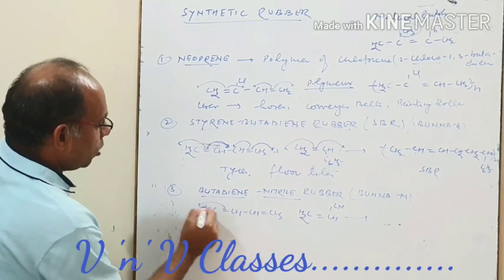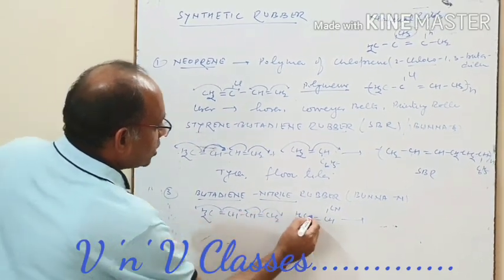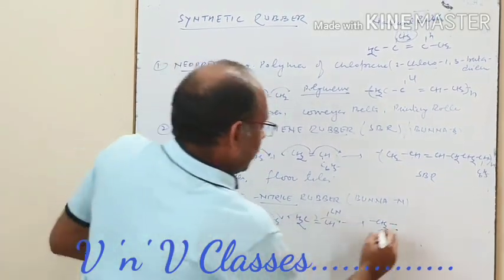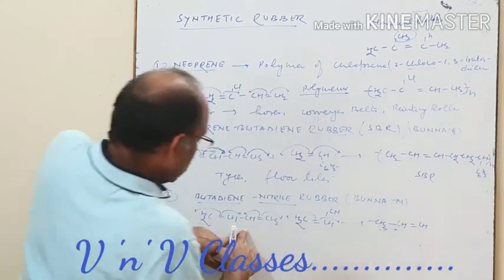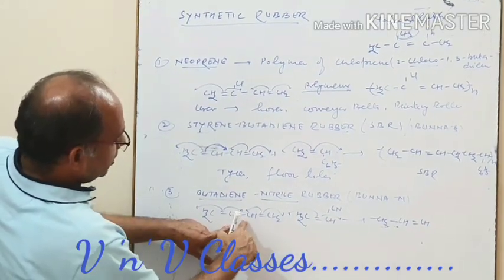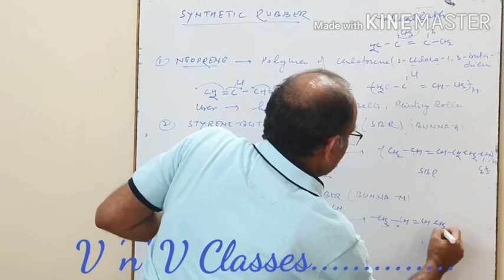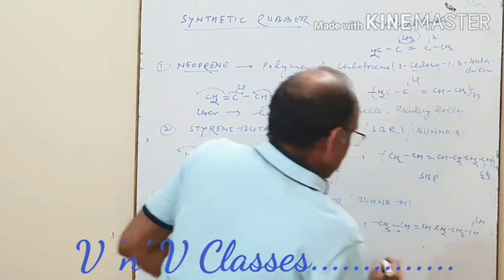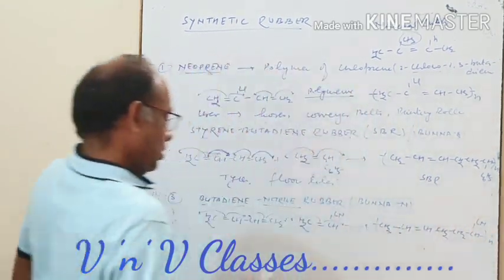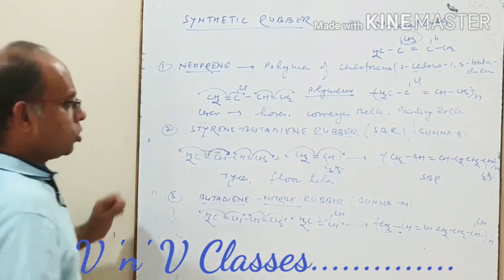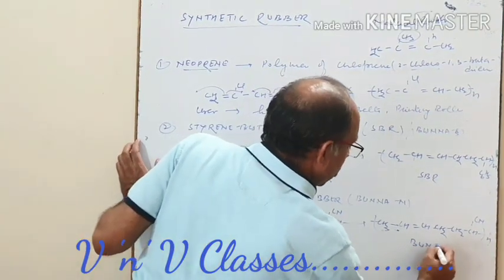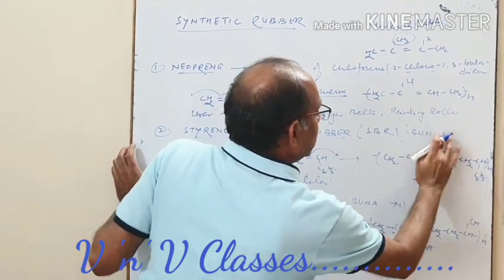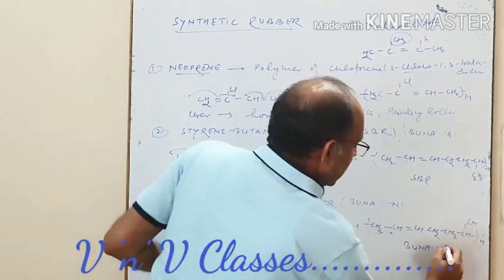Same. The bond opens on both sides, this side and this side. What will you get? This is CH2 single bond CH double bond CH. You check it now. The bond here becomes a double bond, again single bond CH2, again single bond CH2, again single bond CH CN. I have shown the opening of the bond. Read it once again, you will get everything. So this is called Buna-N rubber. Hardly spelling matters.